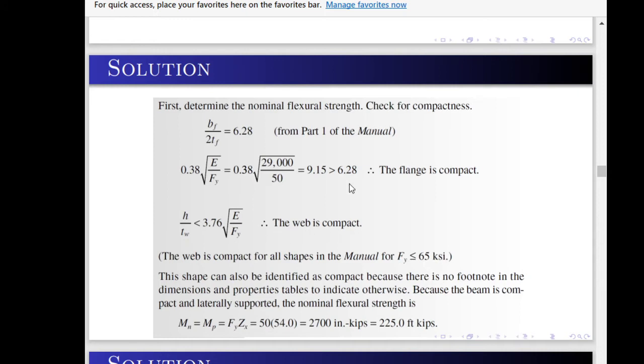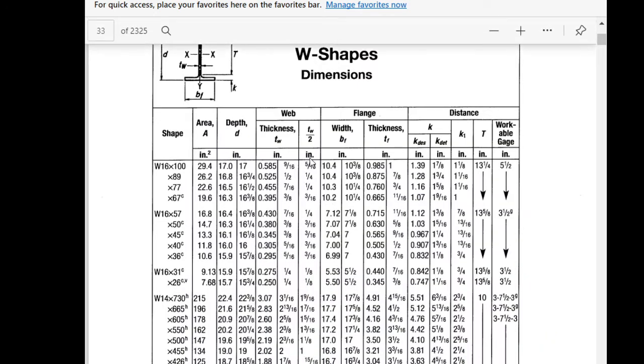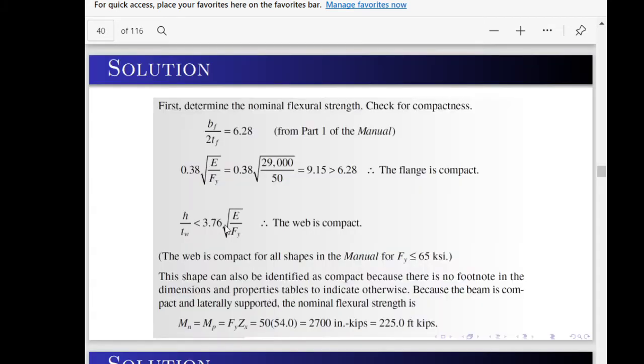No, the web is still compact because for h over tw, thickness. Now you know how to get this h over tw.